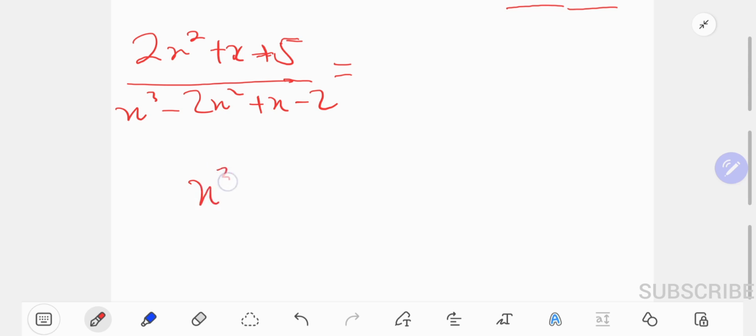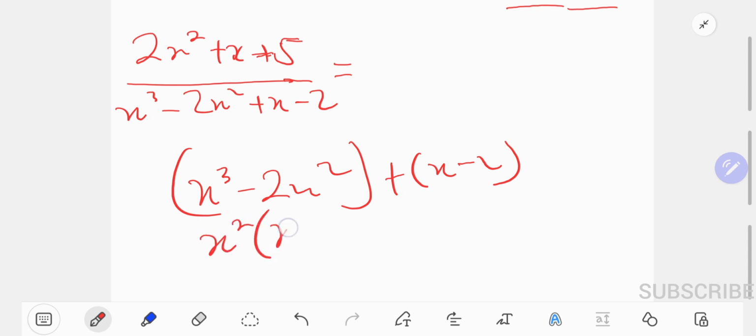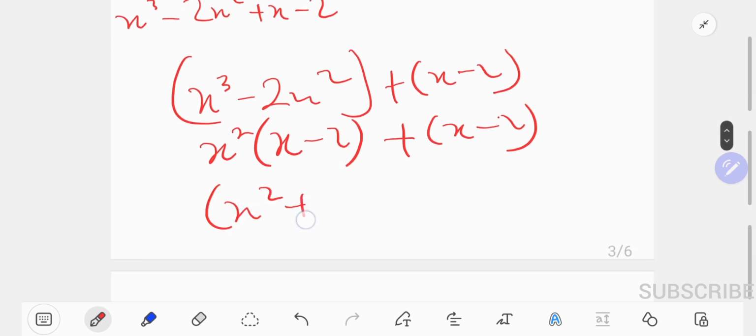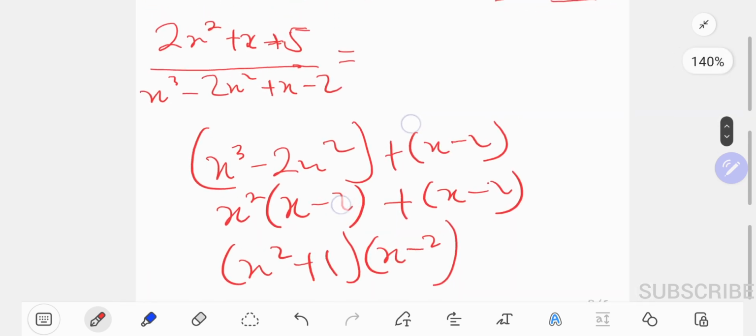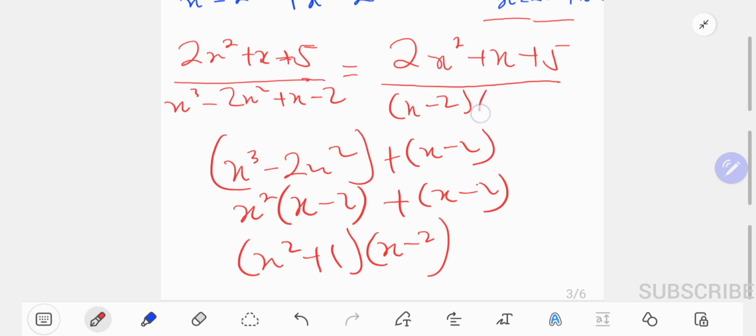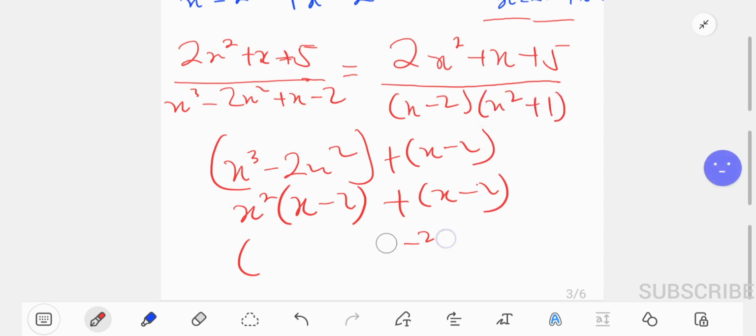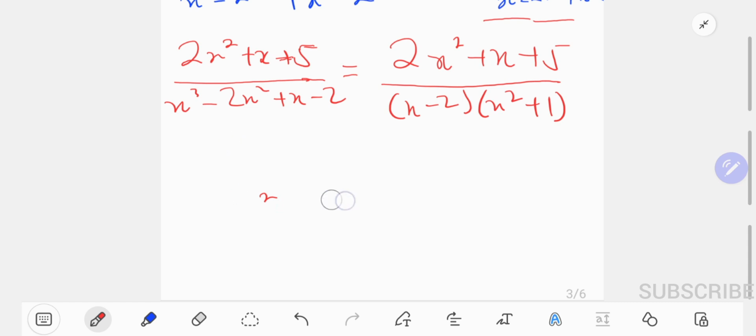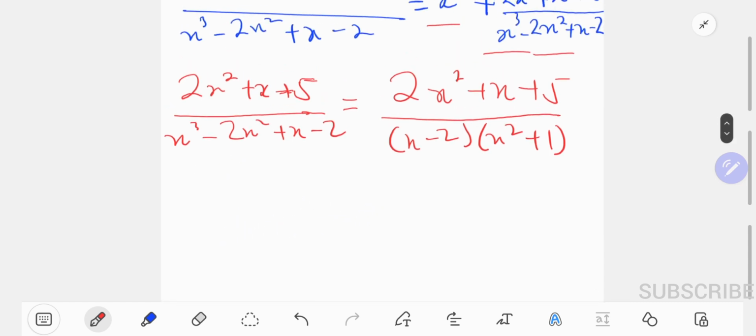You can just group them like this, one bracket, then plus and x minus 2 also in one bracket. So we can factorize x squared here, and then also like this to get x squared plus 1 times x minus 2 in one bracket. Okay, so this is what we get when we factorize. So we can write this fraction as 2x squared plus x plus 5 all over x minus 2 and x squared plus 1 in one bracket. Okay, so this is what we are now having.